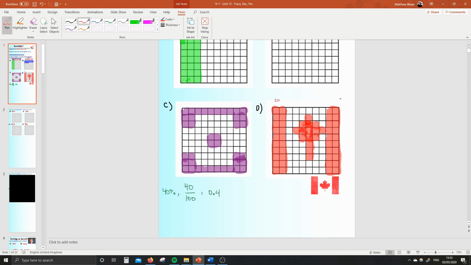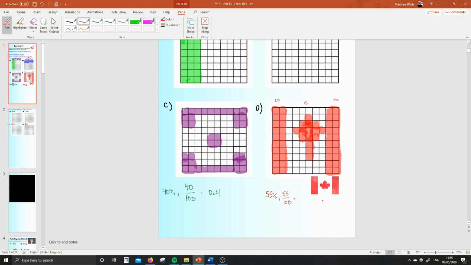We got 20 there, we got 20 there. We've got in the middle, how many have we got? 1, 4, 5, 6, 7, 8, 9, 10, 11, 12, 13, 14, 15. 15, I hope. Do you guys agree? Hopefully I have it right. You guys will, I'm sure, tell me if I don't have it right. But 20, 40, 55 is what I've got. So the Canada flag is 55% filled in, which means 55 out of 100.